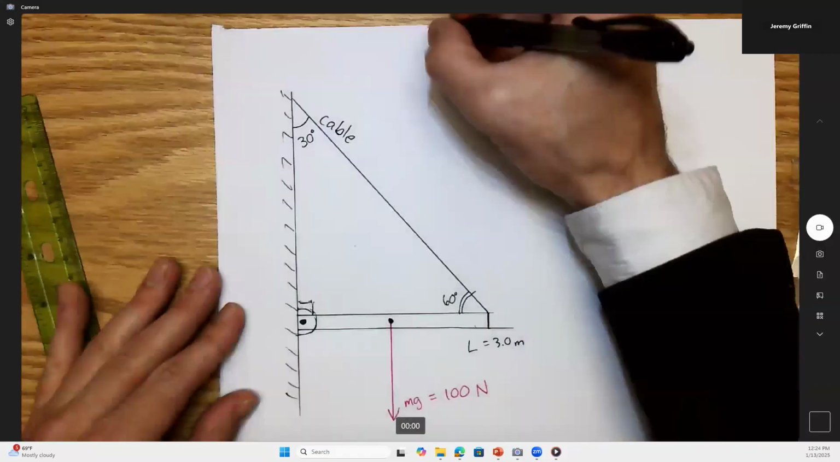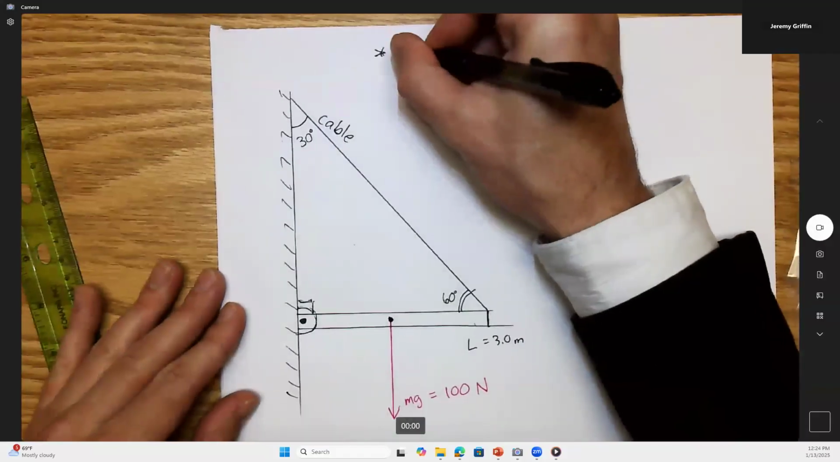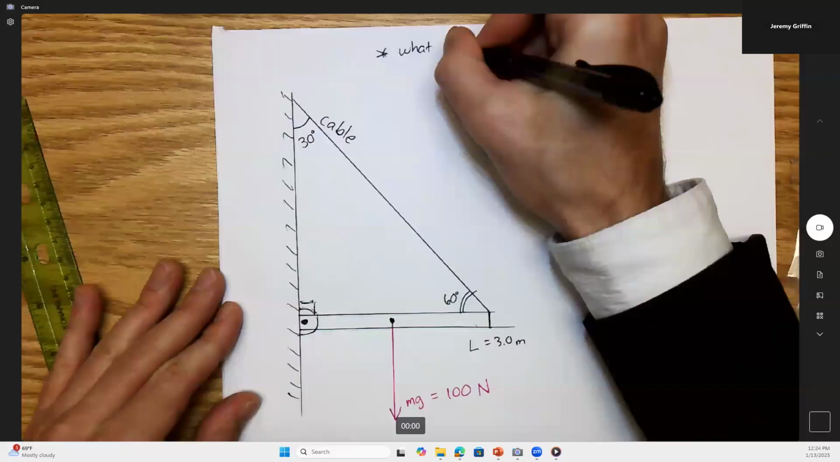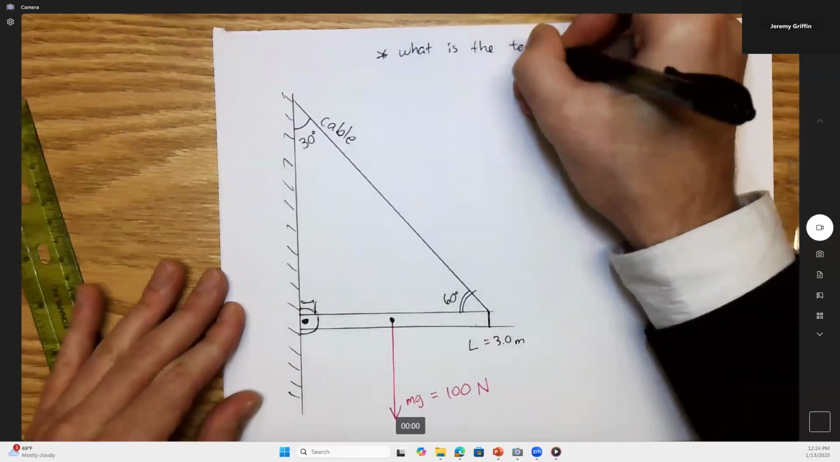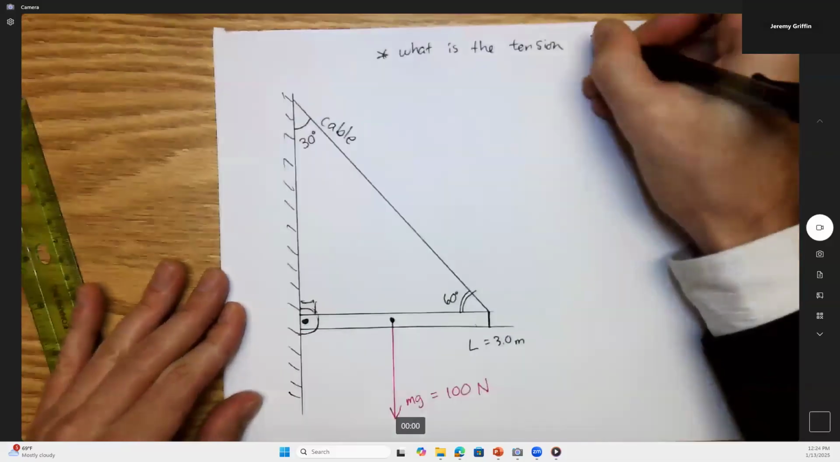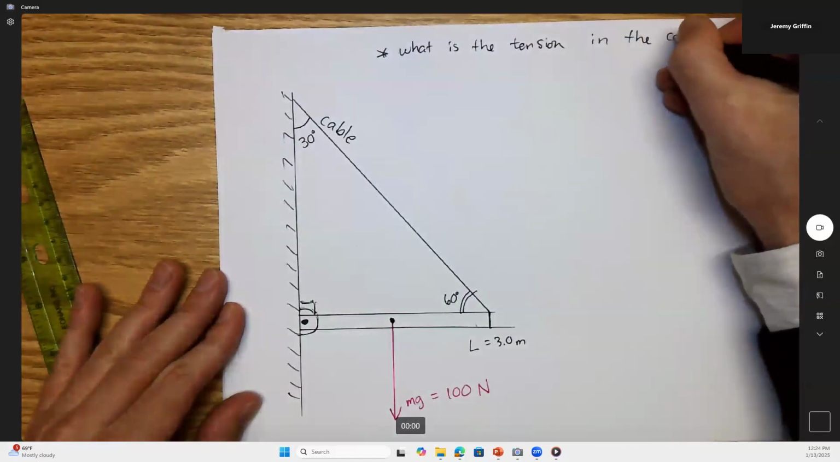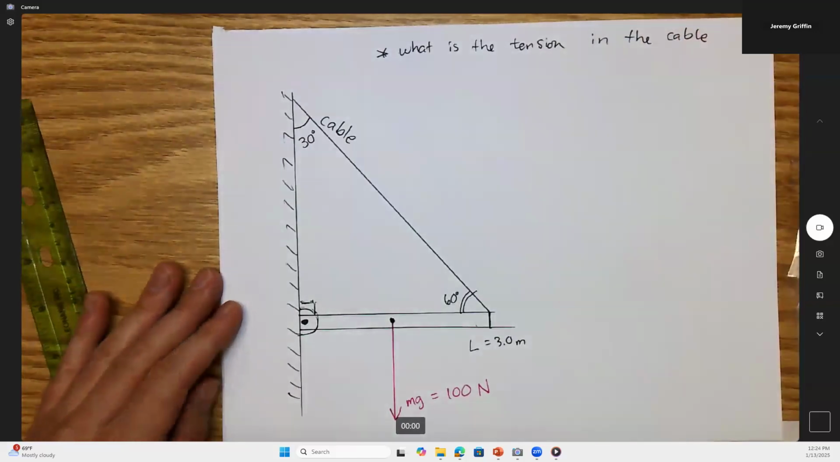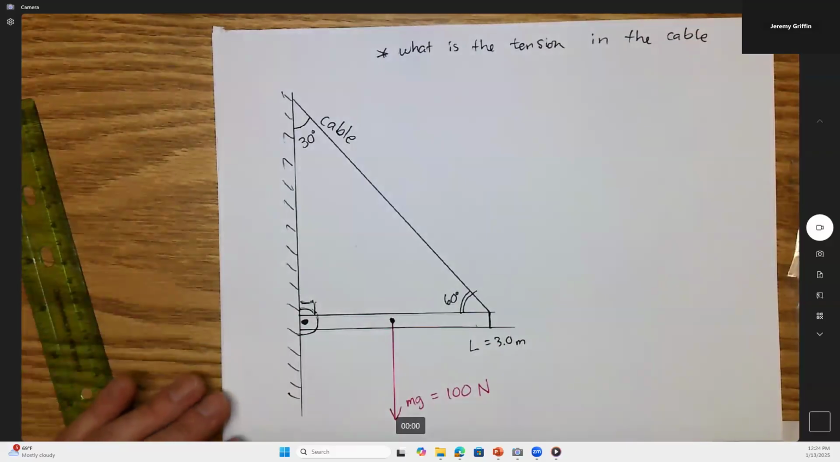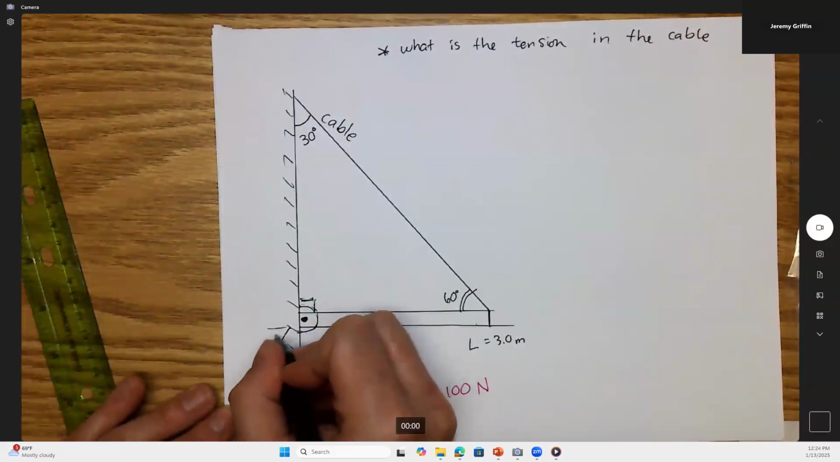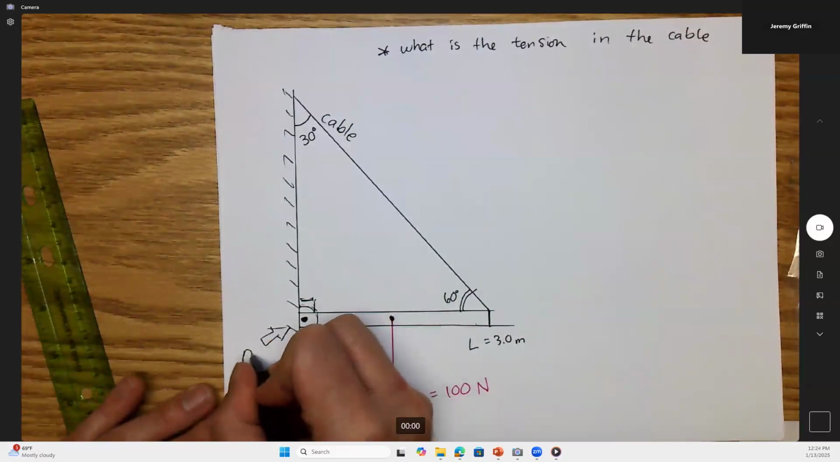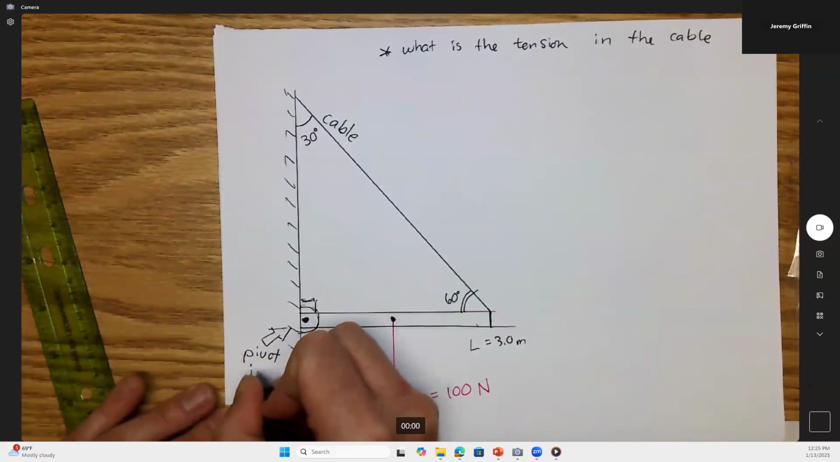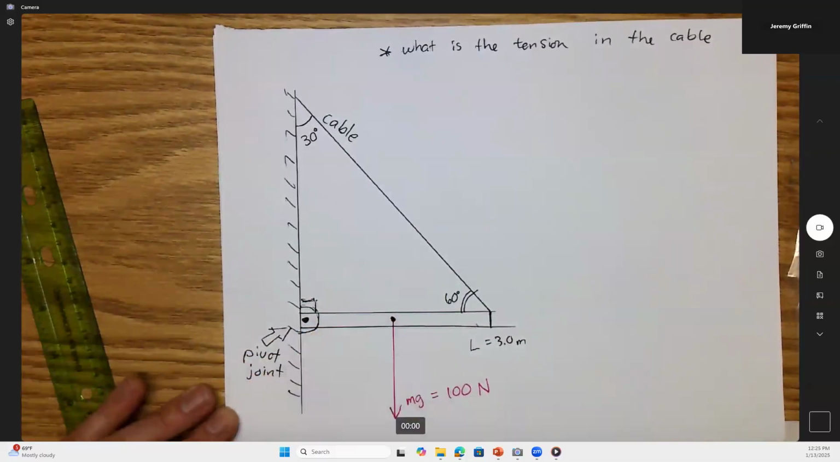And we're trying to solve what is the tension in the cable. I think I have all the relevant necessary details there. There's like a pivot joint. I'll go ahead and label this, I got a pivot or joint, like that.